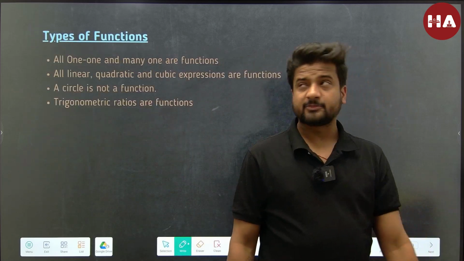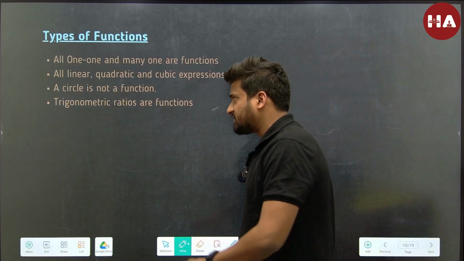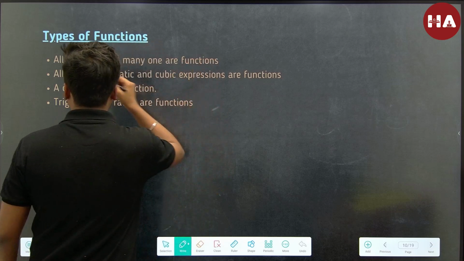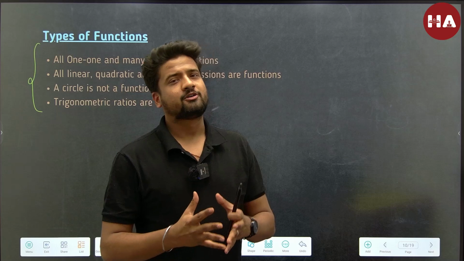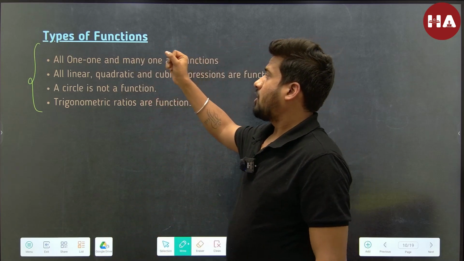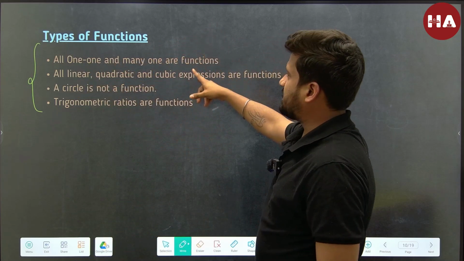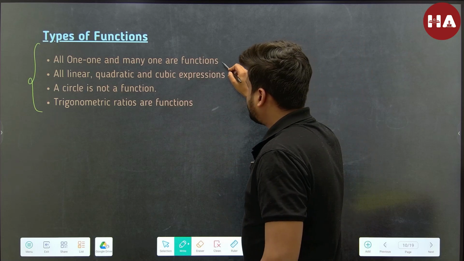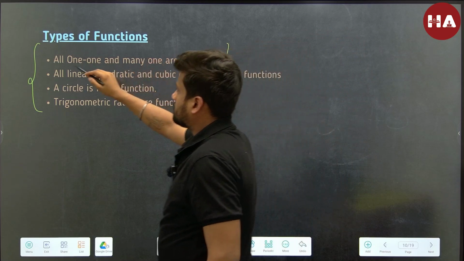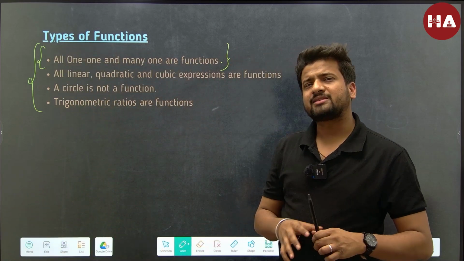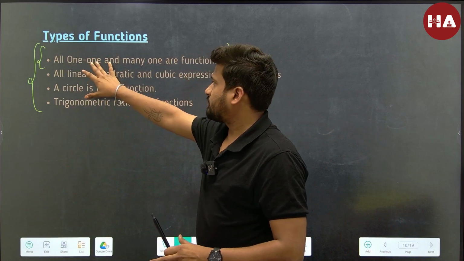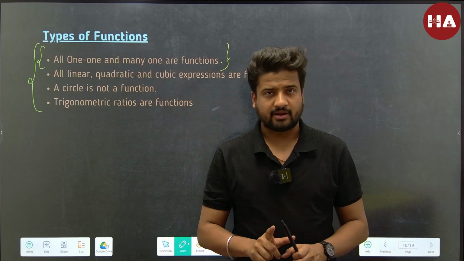Moving on to the next one, that is types of functions. Basically, these are just some points that we need to remember when we are talking about functions. Now, all one-one and many-one are functions. This is very important, right? Every one-one and many-one will be a function, right?